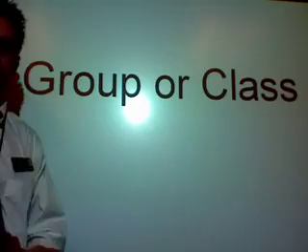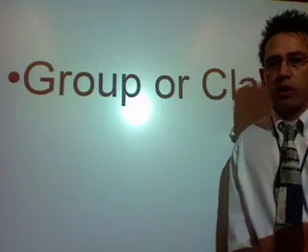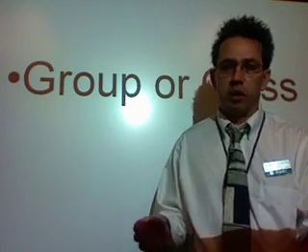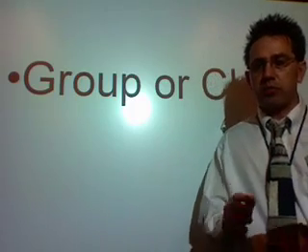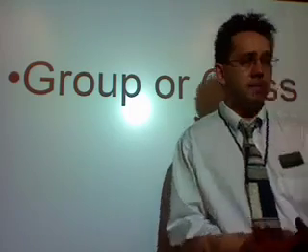After that, you want to put something into a group or class. So for example, if I were going to define a rose, what group or class would a rose belong to? A rose would belong to flower. And a flower, what group or class does that belong to? Well, it belongs to plant, and so on and so forth. So first you write the term down, then you try to put it into a group or a class.